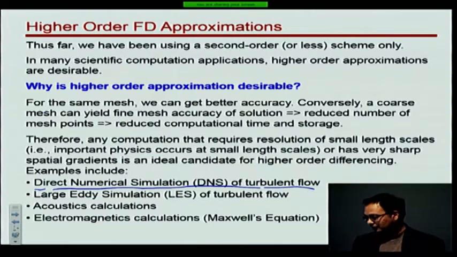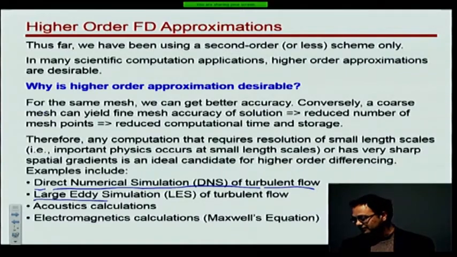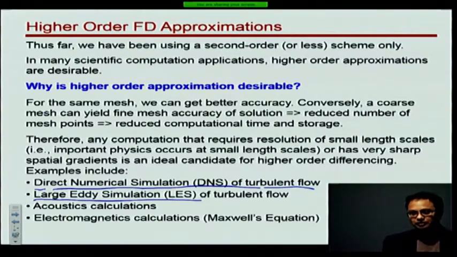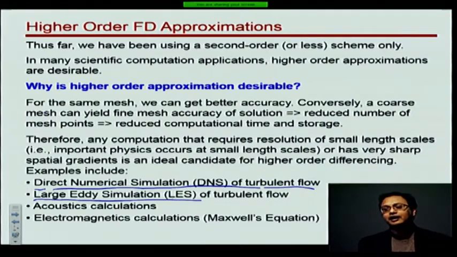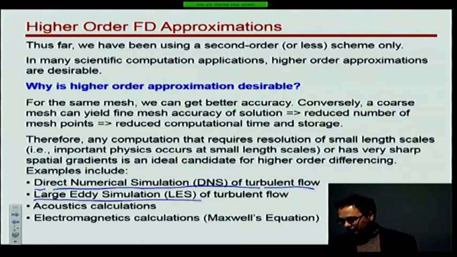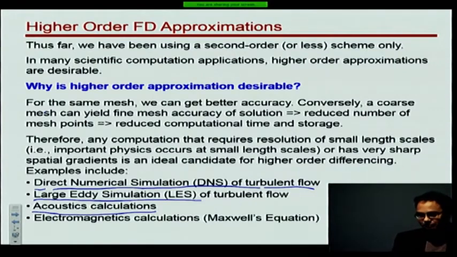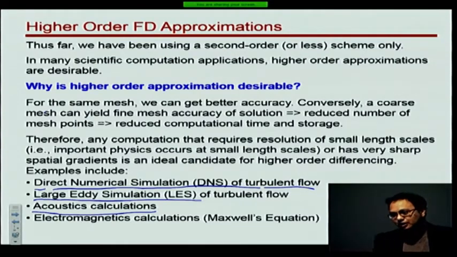Large eddy simulation of turbulence again follows the same logic. The mesh is so fine that already you have way too many mesh points for simulation of a practical flow problem, and so therefore you want to use higher order approximations. Typically in LES people use fourth or sixth order schemes. Okay, acoustics calculations. Now this is one which is more dictated by the physics.